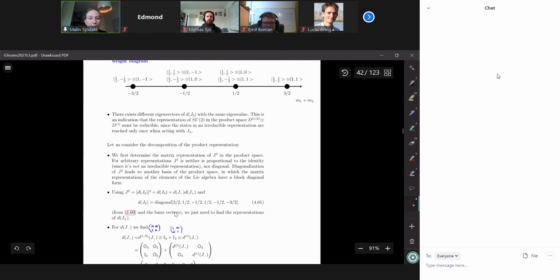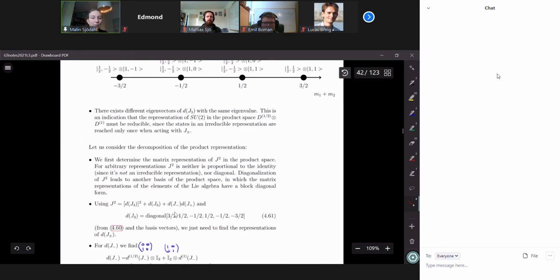However, I feel that the explanation for why J3 has this diagonal form has perhaps fallen short. So let's motivate why we have this form here. First we note we have 3 elements: 3 half, 1 half, minus 1 half. So every time we are decreasing the value by 1, then we start over at 1 half, and then we're decreasing by 1 to minus 1 half, and then down to minus 3 half.